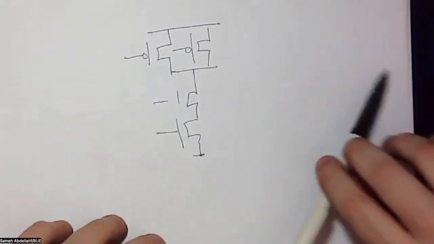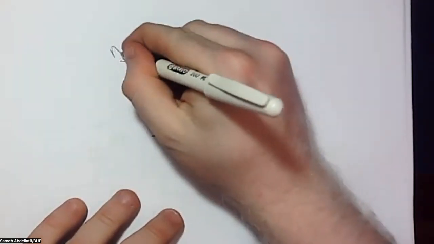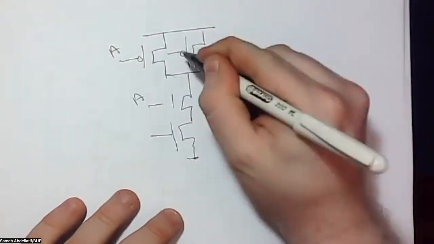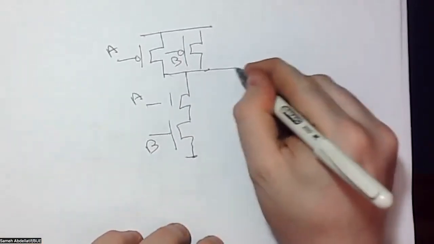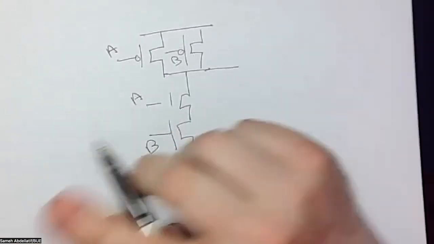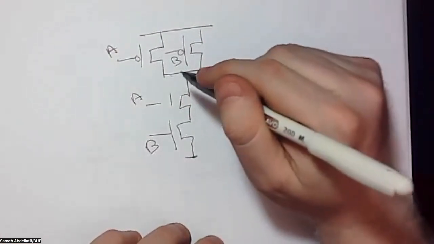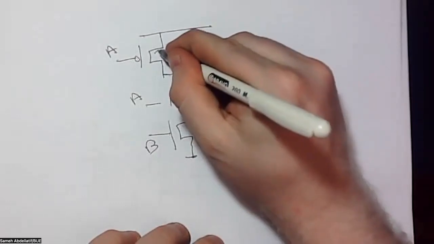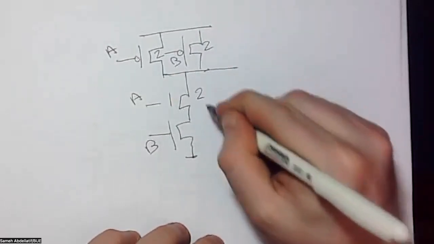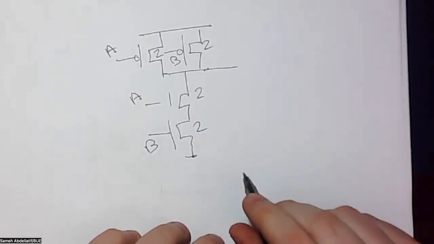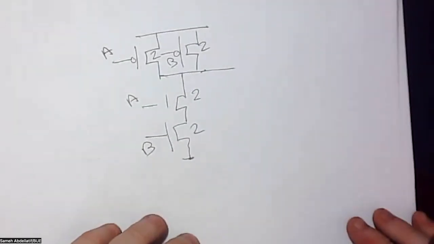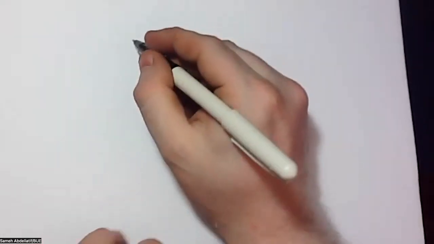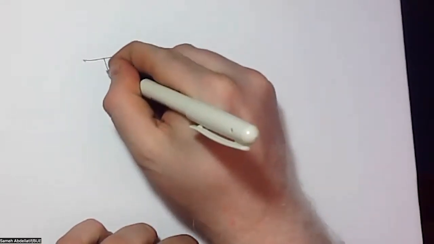So this is the A input, and accordingly, this is A, and this is B, and this is B, and this is out. Okay, so if you remember from your digital electronics classes, you know that the sizing here is 2, 2, 2, 2. So they all have the same W over L ratio. Let's now start to apply the same approach to make a capacitance model.